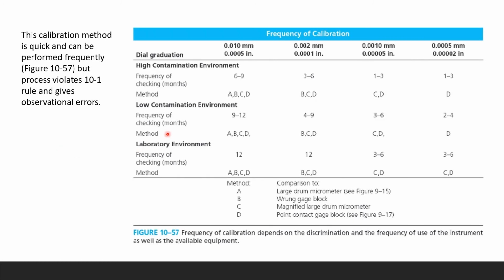This calibration method is quick and can be performed frequently. So that's your calibration of your indicator. And our indicator is pretty fast, so you can do it. But again, this type of calibration violates your 10-to-1 rule and gives you observation errors.